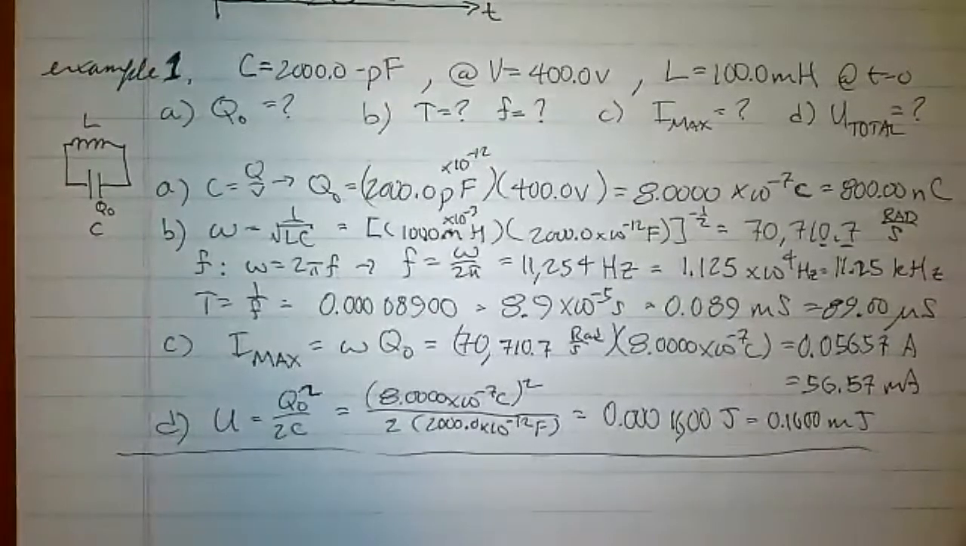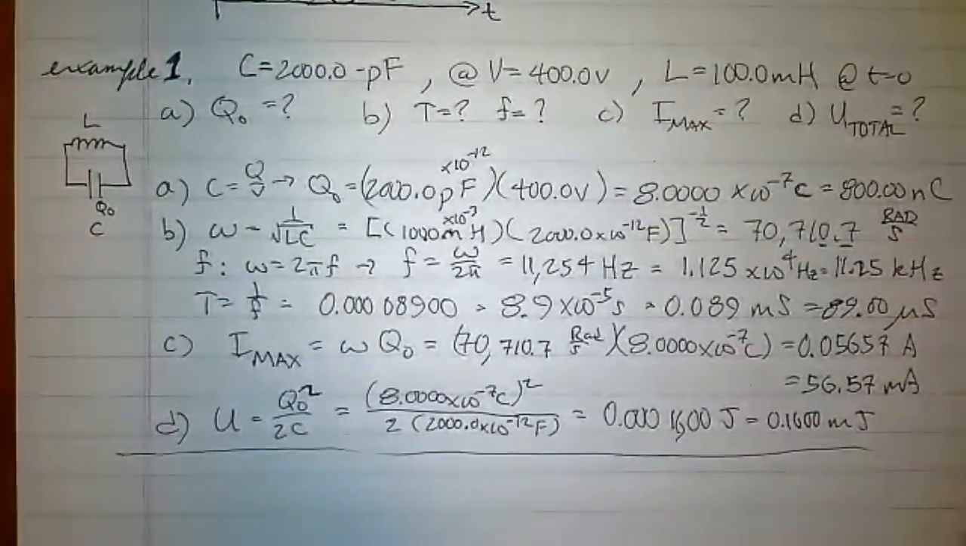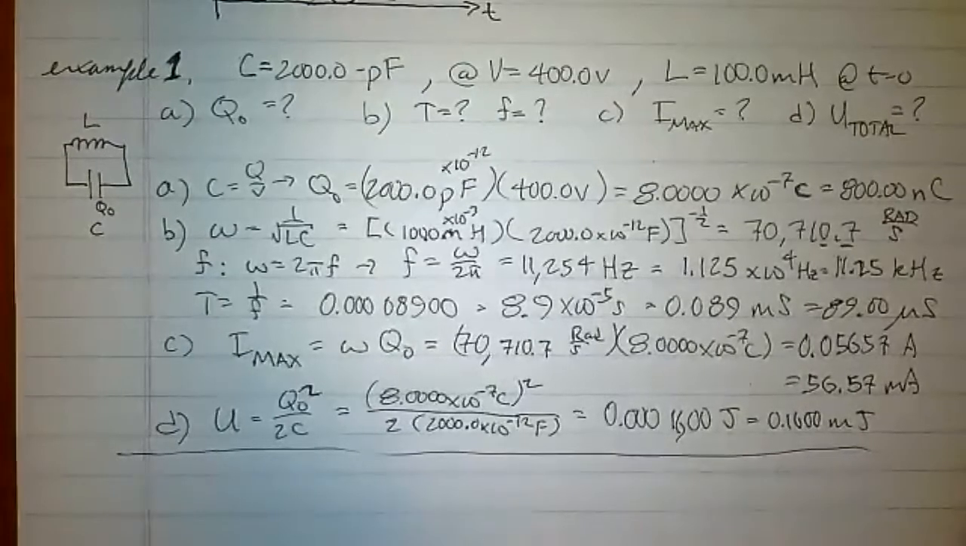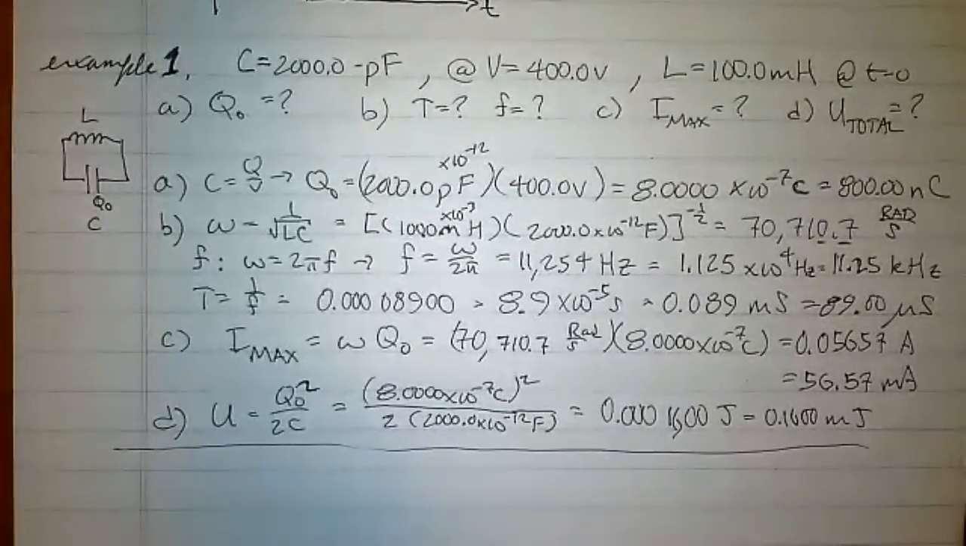Of course, if you need to remind yourself what the problem was, you can always go back and listen to it. But basically what I said was a 2000 picofarad capacitor was fully charged with a 400 volt DC source. And it was then disconnected and reconnected to a 100 millihenry inductor at t equals 0 seconds. I asked you to determine A, the initial charge of the capacitor, B, the period and frequency of oscillation, C, the max current in the circuit, and D, the total energy in the circuit. So that was the actual problem that I assigned to you. So anybody have any questions on anything I did there?